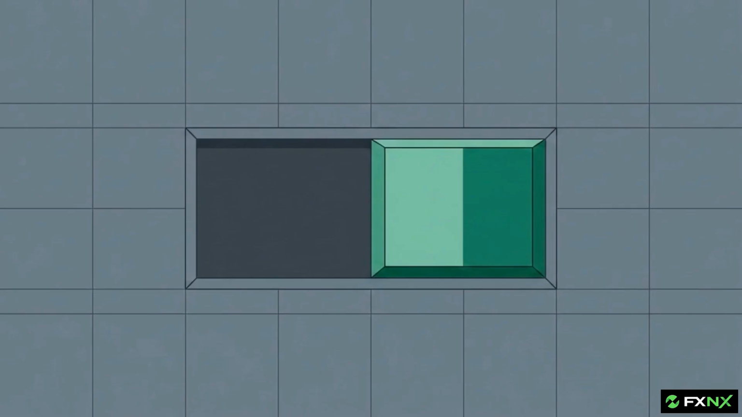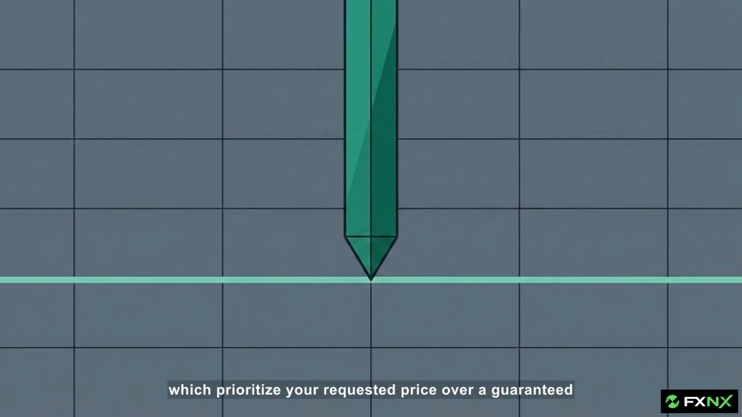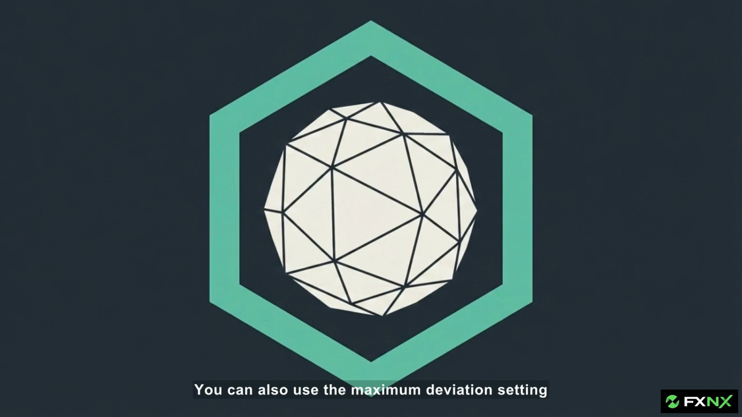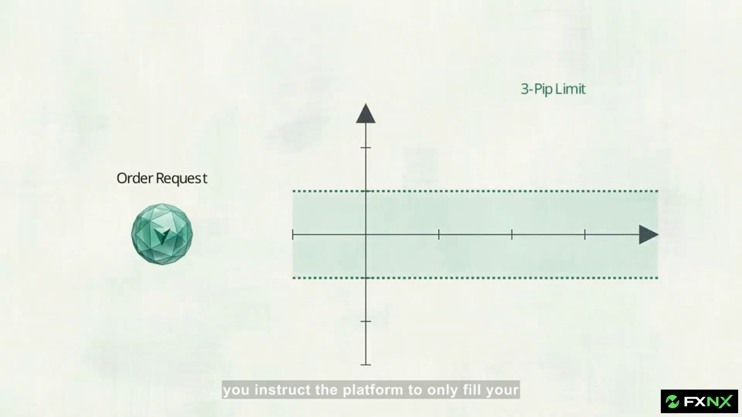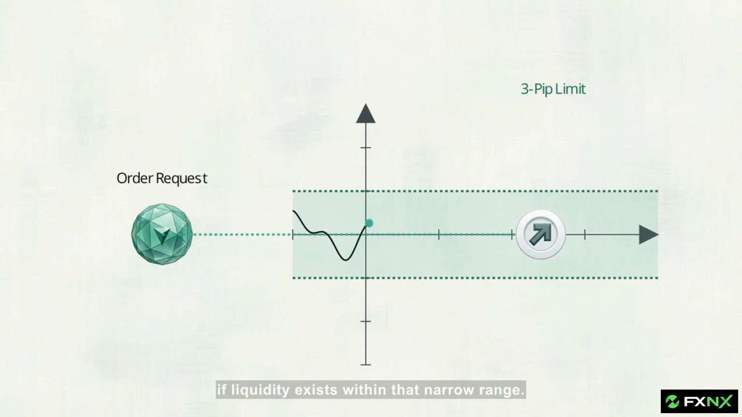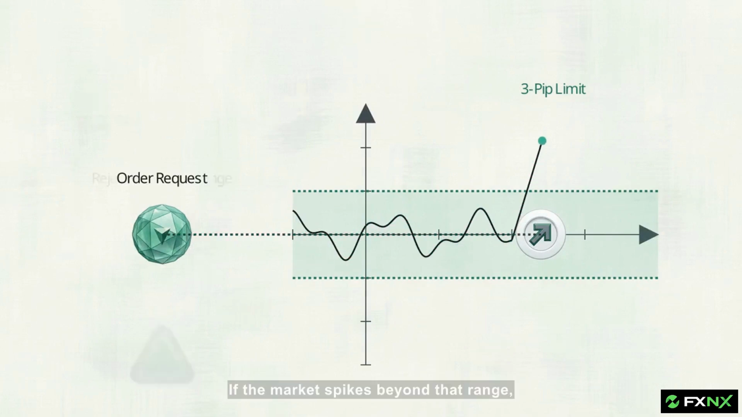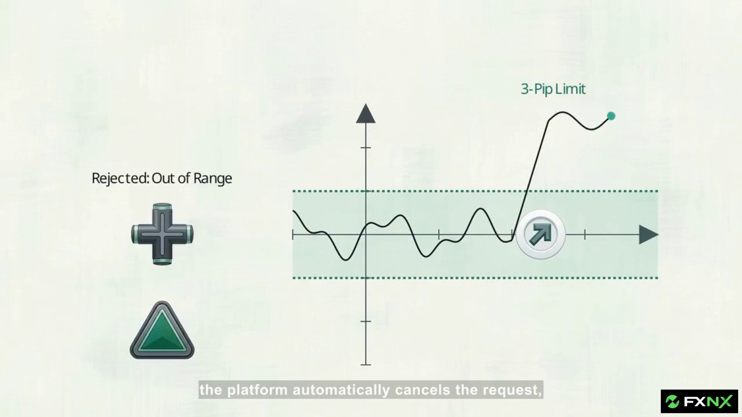To protect your capital, you can switch from market orders to limit orders, which prioritize your requested price over a guaranteed entry. You can also use the maximum deviation setting to create a digital boundary for your orders. By setting a 3-pip limit, you instruct the platform to only fill your order if liquidity exists within that narrow range. If the market spikes beyond that range, the platform automatically cancels the request, preventing a catastrophic fill.